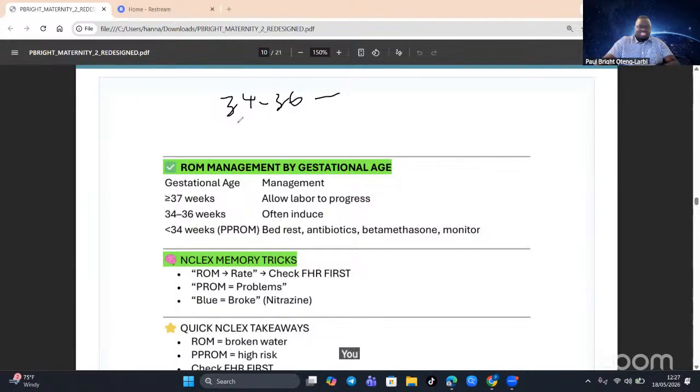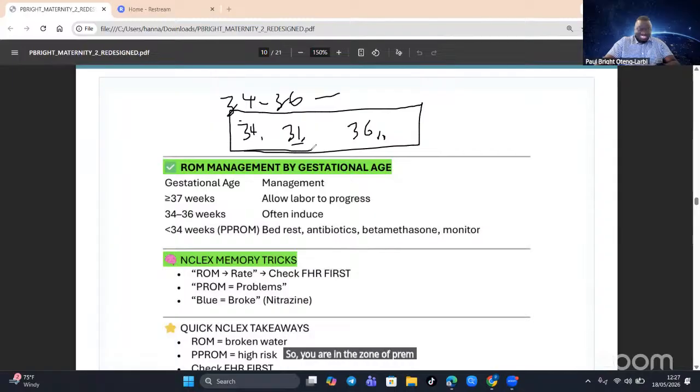Let's say it happened at 34 weeks. So 35, that is another 1 week. 36, another 2 weeks. Still, you are in the zone of prematurity. 37 weeks, how many weeks now? 1, 2, 3. You are battling with infections, which is very high. You are battling with fetal distress. So what are you going to do?